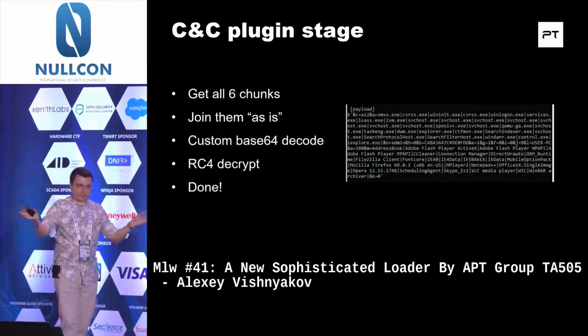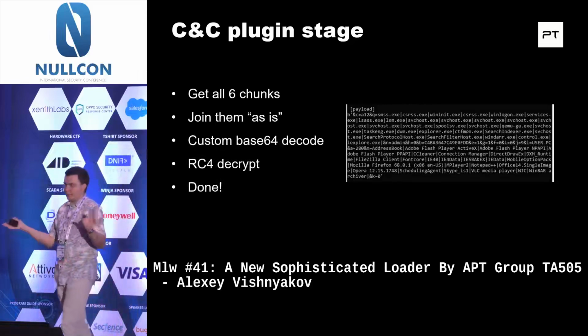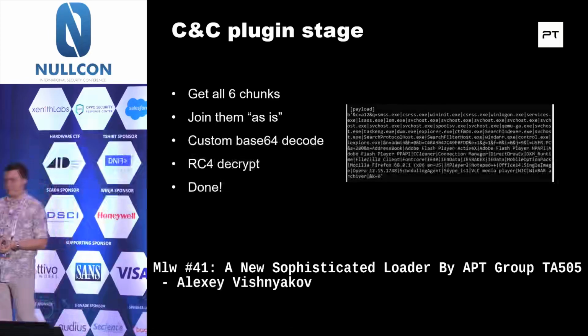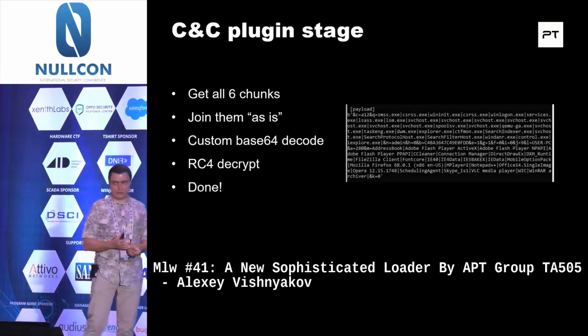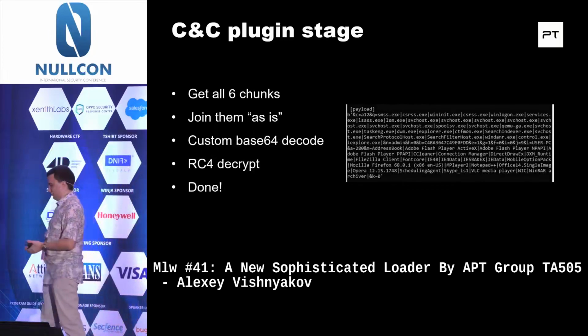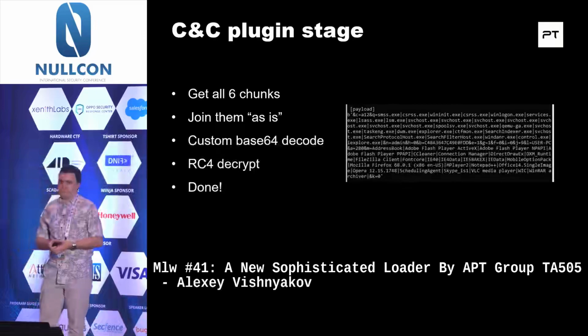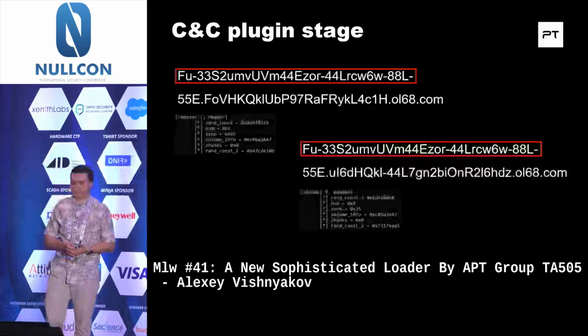Finally, we can get the data, just join. After that, we can perform base64 decoding with a custom feature. Then we'll use RC4 to decrypt the data, and we have something like transferring of reconnaissance information of our sample.